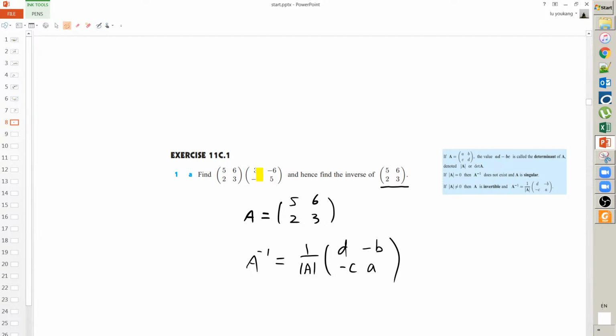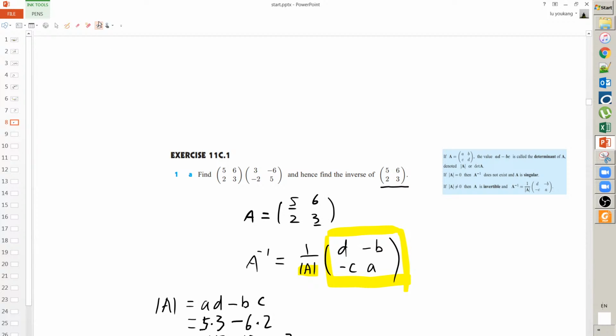So first thing first, your job is to find out what is your determinant A, and then just shift your ABCD. So determinant A is given by AD minus BC, right? In this case, which one is your A? 5 is your A, right? And then 3 is your D, right? So that means 5 times 3, and then BC, which is 6 times 2. So therefore your determinant is 15 minus 12. That will give you 3.